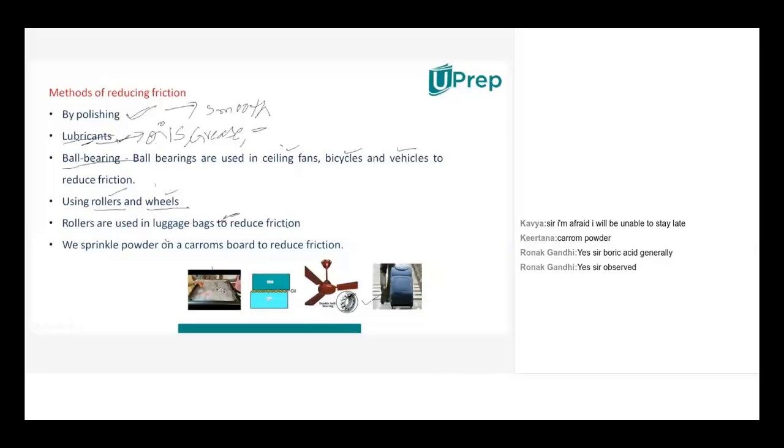And sometimes rollers also will be there. Maybe you will see rollers in aerodromes. While we go on a flight, in aerodromes, luggage will be thrown on some rollers. Rollers will be there, and on those rollers very less friction will be there, so that the luggage can move very easily. So rollers and wheels will be used to reduce the friction. Is it clear?